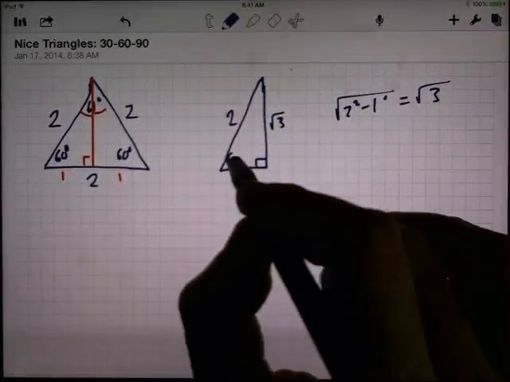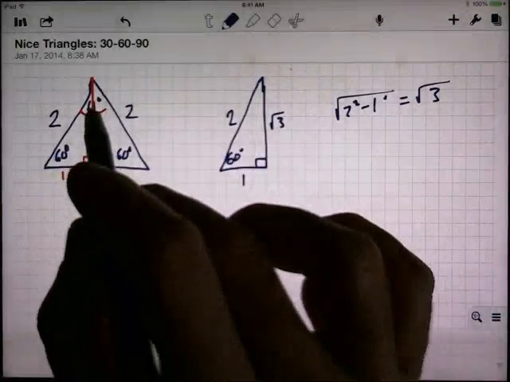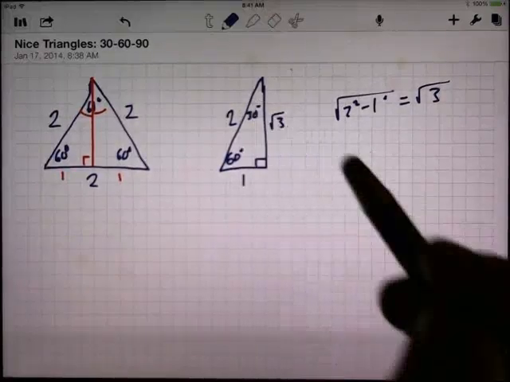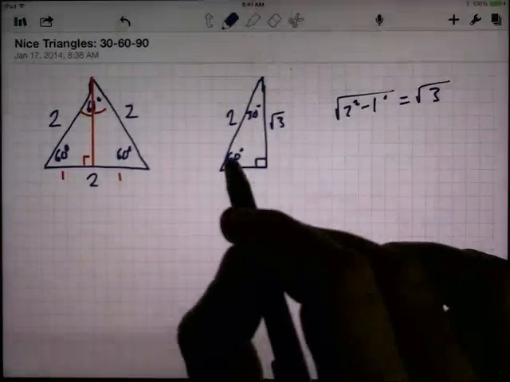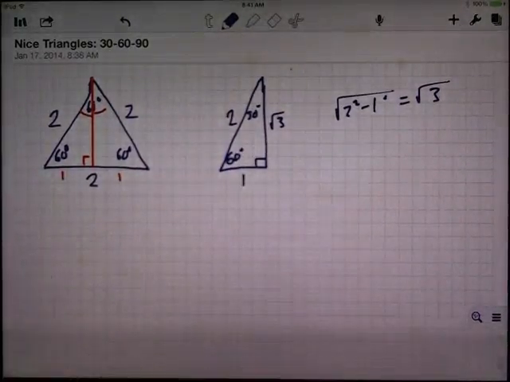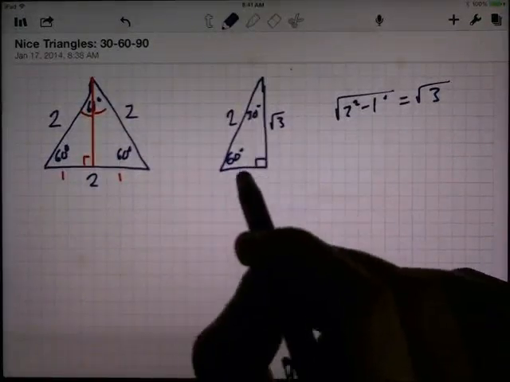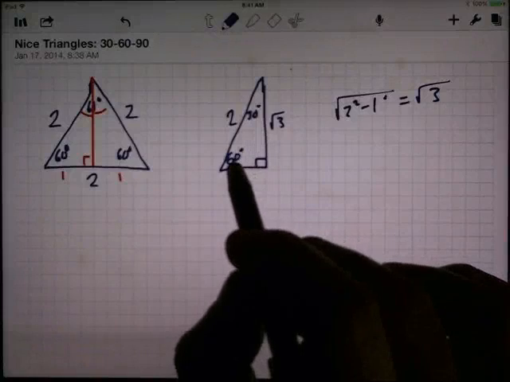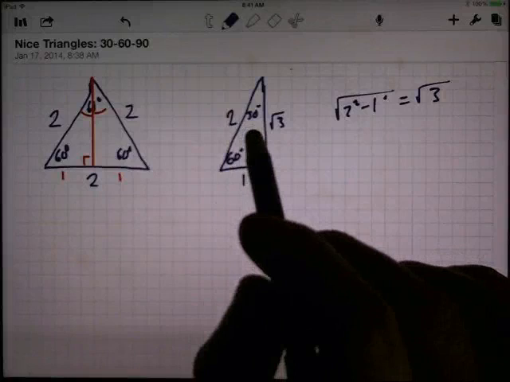This angle is still 60 degrees. This angle up here now is half of that 60-degree angle that was there, so this is 30 degrees. Okay. So I've got a 30, 60, 90 triangle. Notice that the smallest angle is 30 and the smallest side is 1. The biggest angle is 60. No, it's not. The biggest angle is 90 and the biggest side is 2.